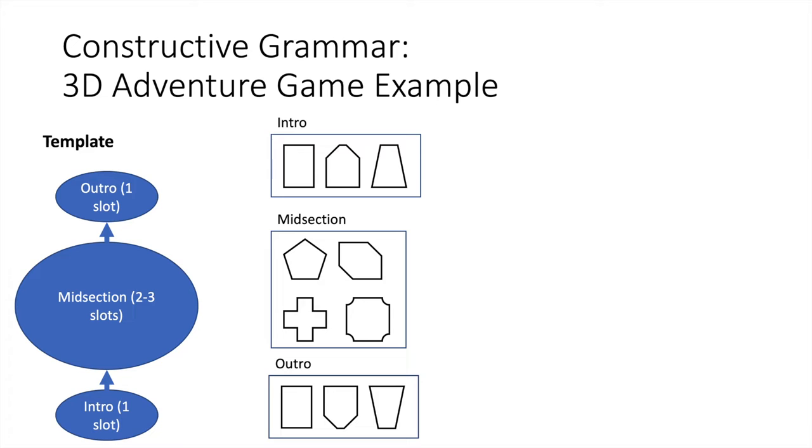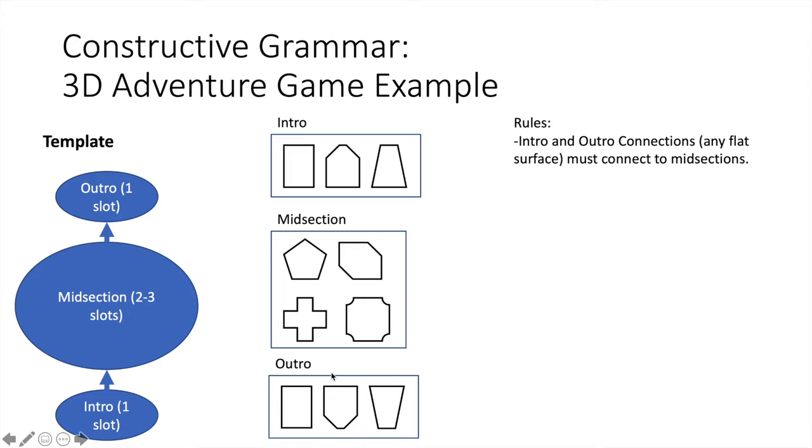Okay, and then for starters, let's just have the rules. Intro and outro connections, which we're going to say are any flat surfaces, must connect to midsections. So that basically means that we have to have some connection between our intro and our midsections, but that midsections don't necessarily have to connect to intro and outro pieces, okay? All right, so what does this look like?